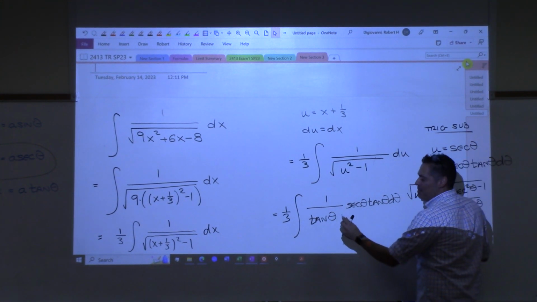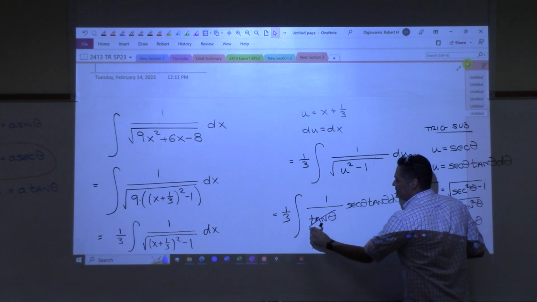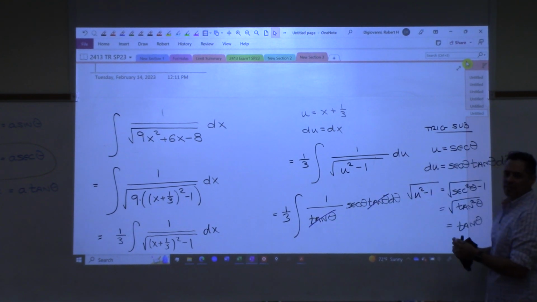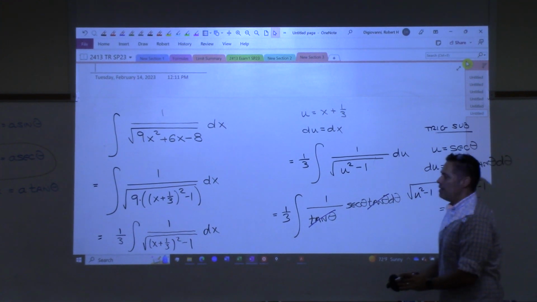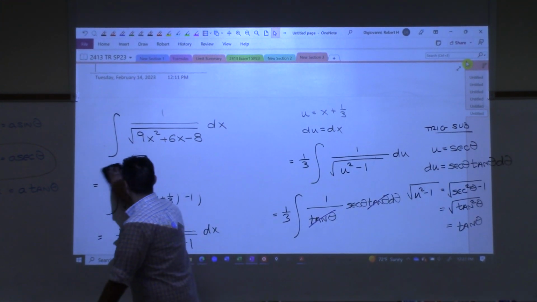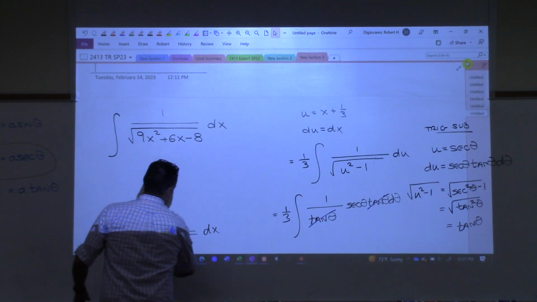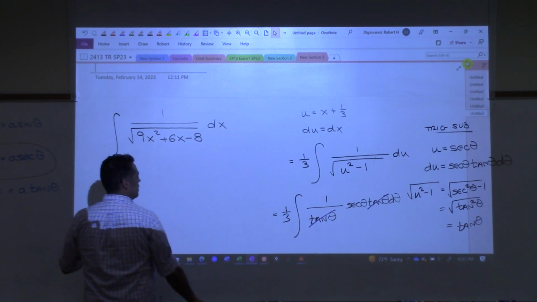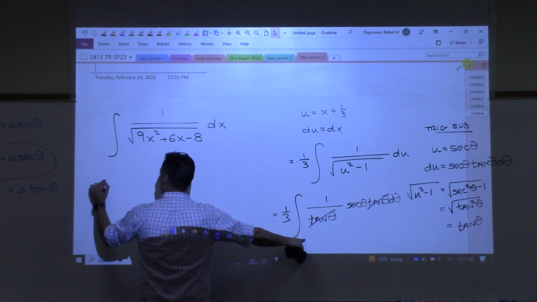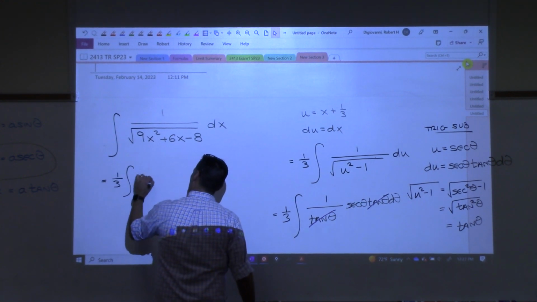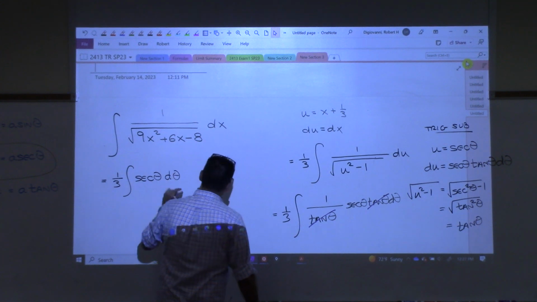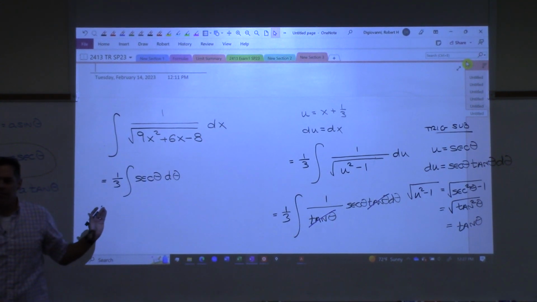All right, I am reducing the tangents, and I'm left with secant theta d theta, 1/3 out front. So from here, 1/3 integral, I'm just left with secant theta d theta. Now, if you look back in your notes, we did this, but it's on your formula sheets, so we can use this formula.